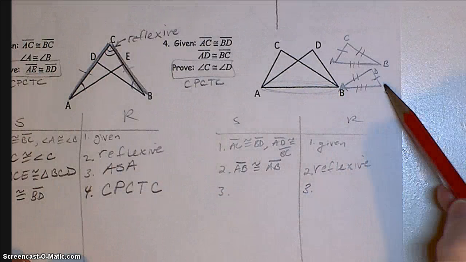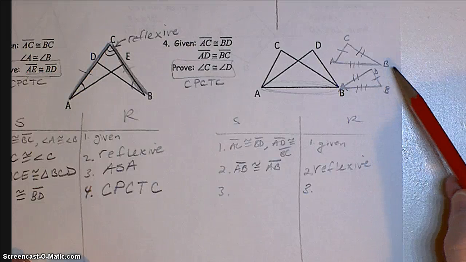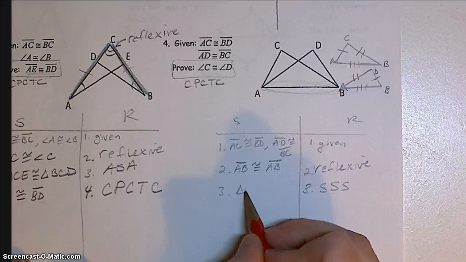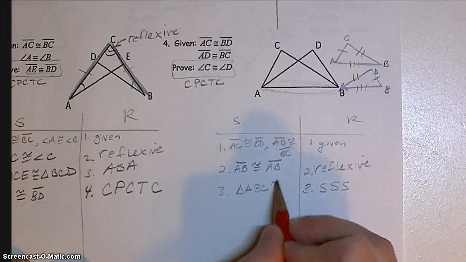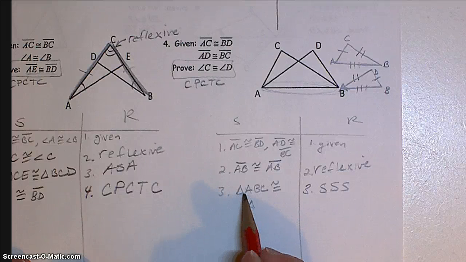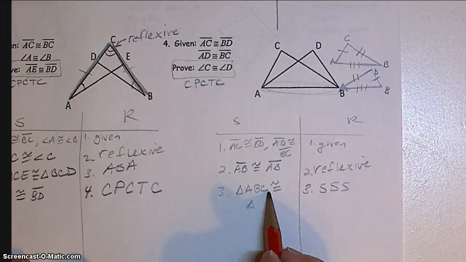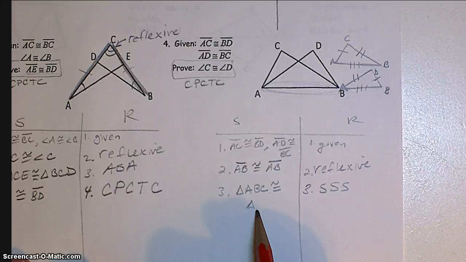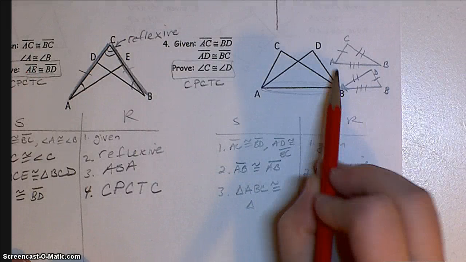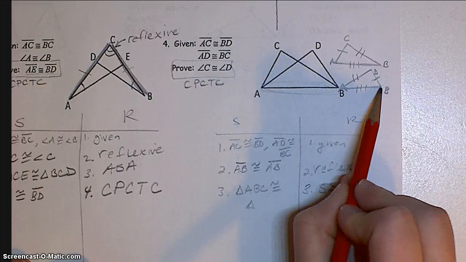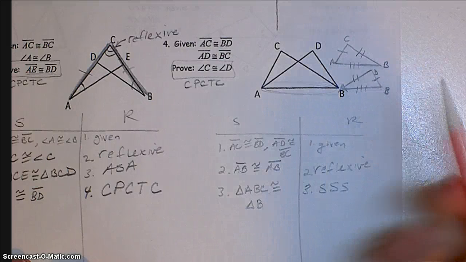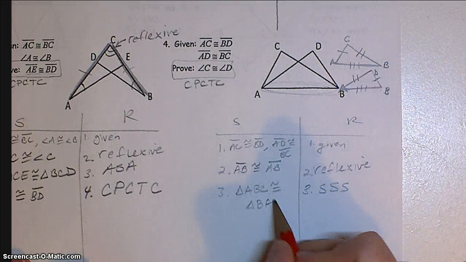So now if I look at the small diagrams that I drew off to the side, it's very clear to see that we have SSS. Now, when you're writing your congruency statement, choose whatever you'd like for the first one, but you have to make sure that the corresponding parts match up. So in this triangle, A corresponds with angle B.